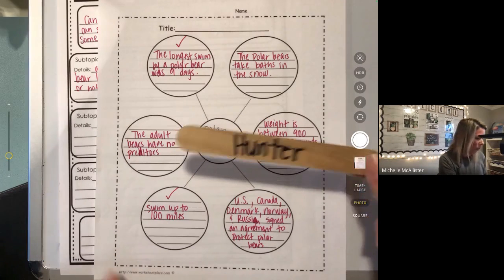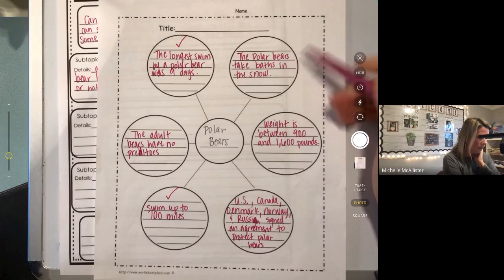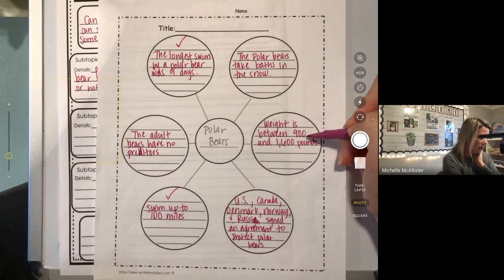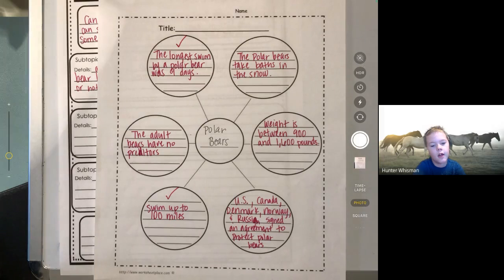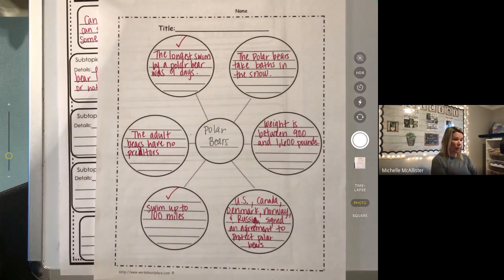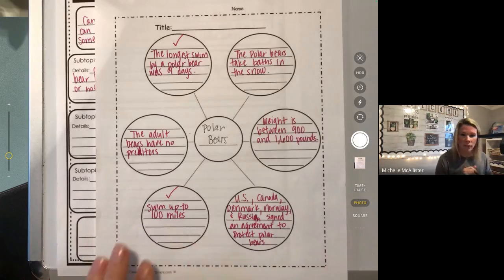Hunter. Which fact should I do next? Should I do the polar bears take baths in the snow? The weight is 900 to 1,600 pounds. We can talk about how the different countries protect them, or the adults have no predators. Which one should I do? I think it should be U.S., Canada, then. You want to do the protection one? Mhm. Okay, perfect. Okay, so Hunter's picked our fact.